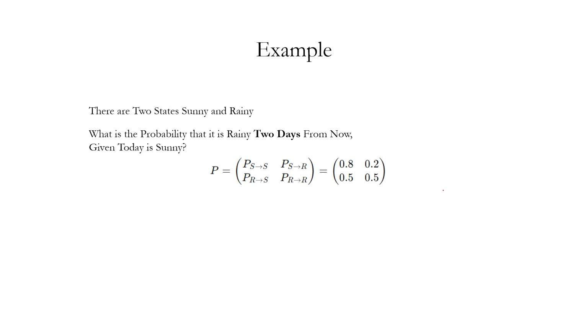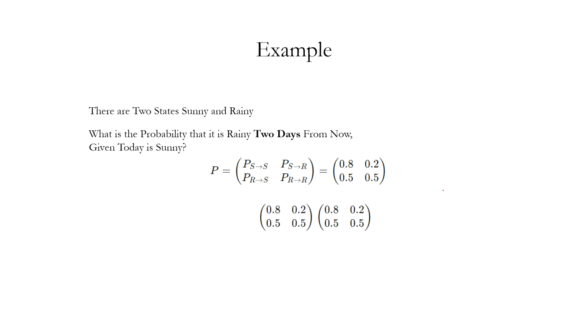So there are two states, sunny and rainy. What is the probability that it's rainy 2 days from now, given today it's sunny? So we're going to use a transition matrix now. So we see these different states, right? Sunny to sunny, sunny to rainy, rainy to sunny, rainy to rainy. And then we have this matrix.